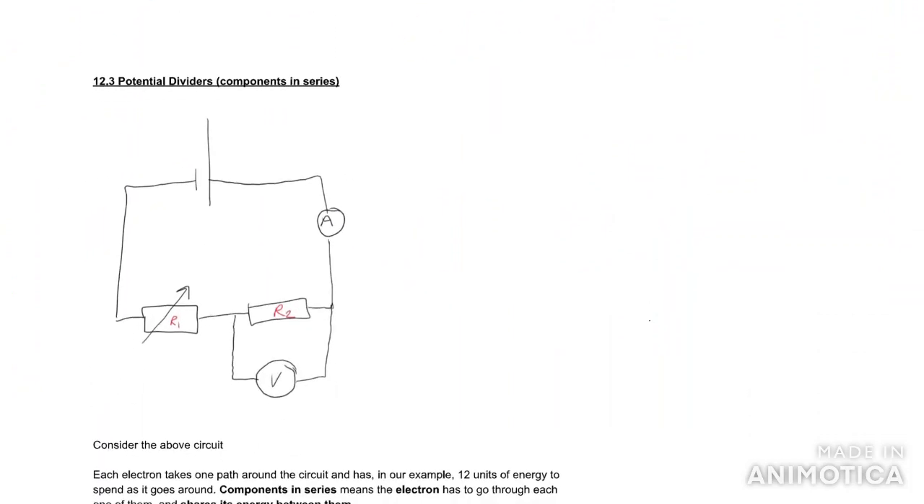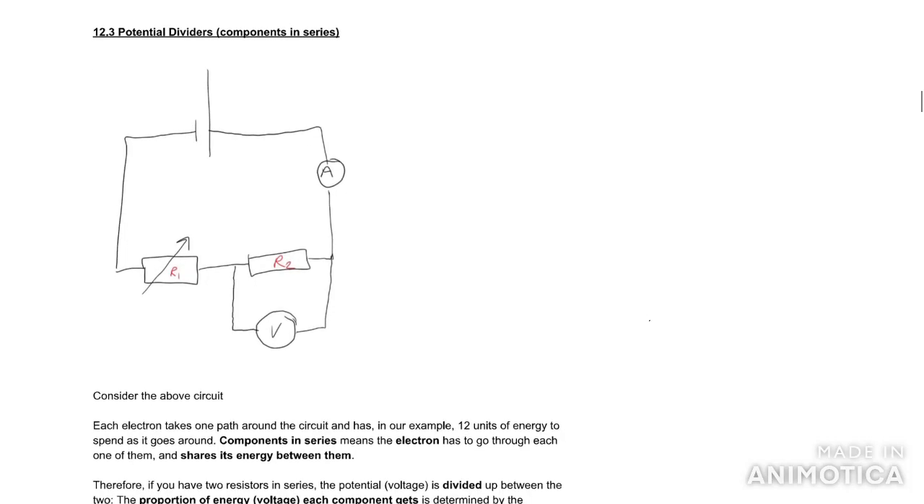Okay, that's the introduction finished. Now we're getting on to the important bits where questions are usually focused. The first big thing is the idea of potential dividers, which is really just a fancy way of saying components in series. It sounds complex, but literally, what does it mean? It means dividing potential, potential being another word for voltage.